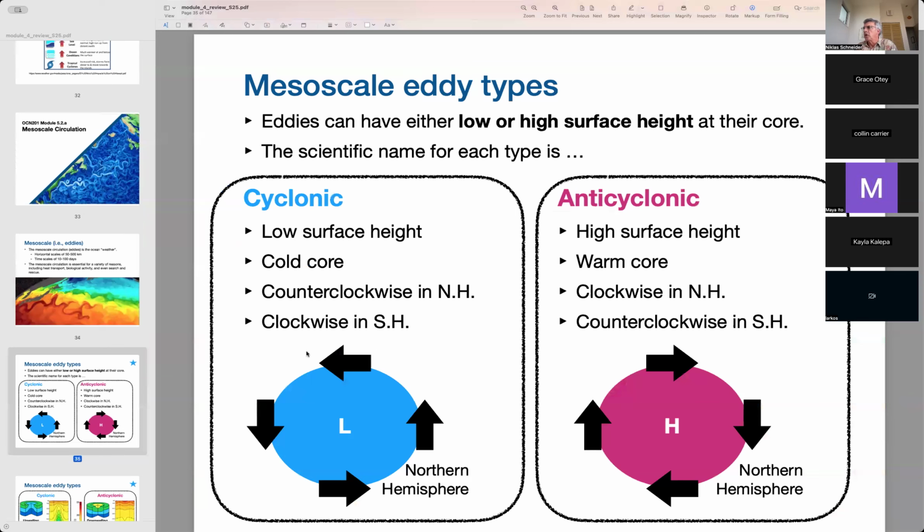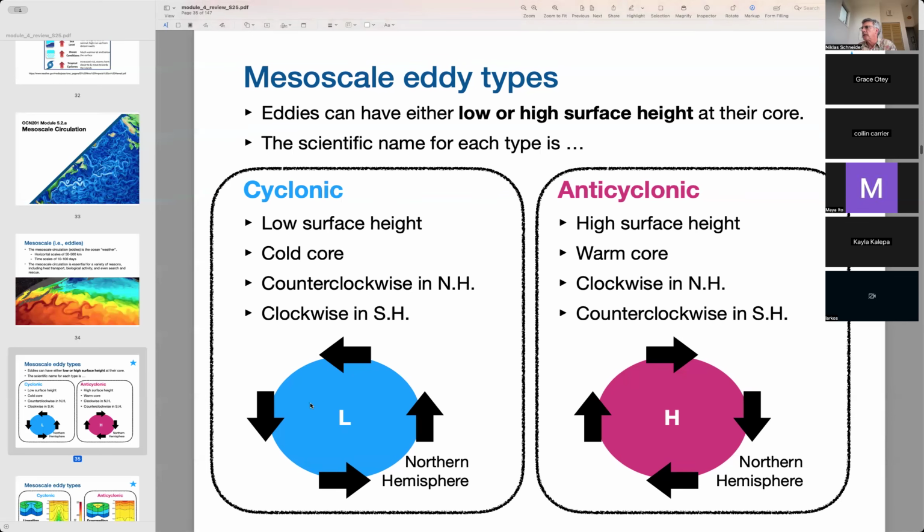So eddies are these circular features of the ocean circulation and pressure. They are in geostrophic balance. So what we learned about geostrophy applies to these eddies. So if you have an overall eddy that's associated with a low pressure at the surface, then it is associated with cyclonic circulation, meaning in the northern hemisphere, the circulation is in the counterclockwise direction. These, as we show in the next slide, these cyclonic eddies are typically associated with a cold core.